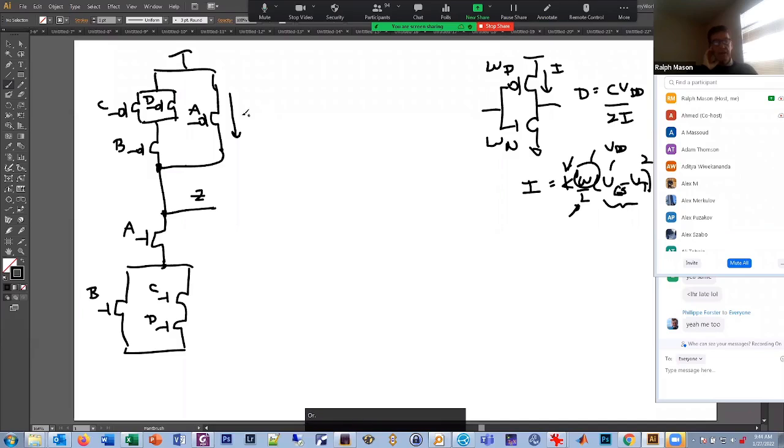Or you could have, that's one possibility. You could have the A input high, the B input low, and the D input low, and then you would go through just the D and the B. You could also go through the C and the B, or you could go through both the C and the D and the B. So there's actually 1, 2, 3, there's 4 possibilities of current flowing to pull this Z high.